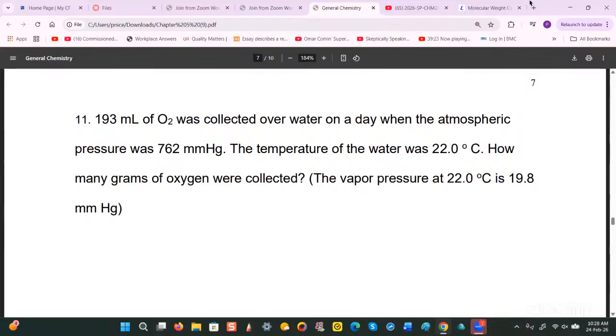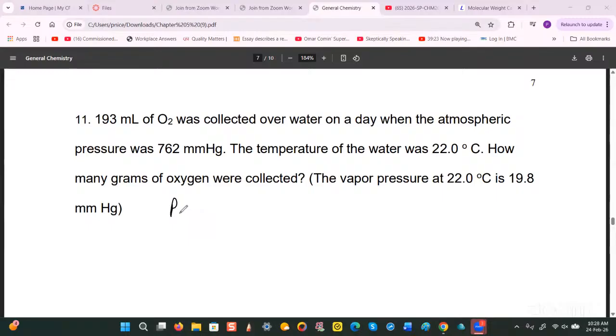So this question says, you have 193 mL of oxygen collected over water on a day when the atmospheric pressure is 762 millimeters mercury. The temperature of the water is 22 degrees Celsius. How many grams of oxygen are collected? And it says here that the vapor pressure of water at 22 degrees Celsius is 19.8 millimeters mercury, right? Now, if you watched the videos, and I'm assuming that you did, there's a relationship between the pressure of the atmosphere, the pressure of the gas collected, and the vapor pressure of water. And that is given by this equation right here.